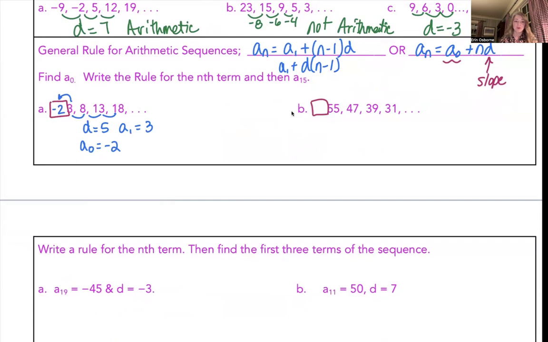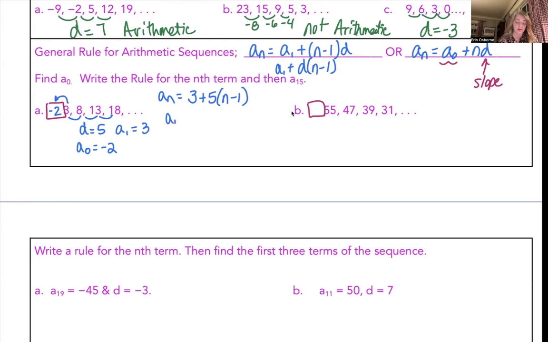Now I'm going to just choose both. I'm going to actually show both rules. So a sub n could equal, use the first term in the sequence, which in this case, a sub 1 would be a 3, plus the common difference of 5, and then times n minus 1, and you just get to leave it like that. n should always be the variable in your equation. If you write the other one, you need a sub 0, which we found is a -2, and then it's just plus 5n, the common difference times n.